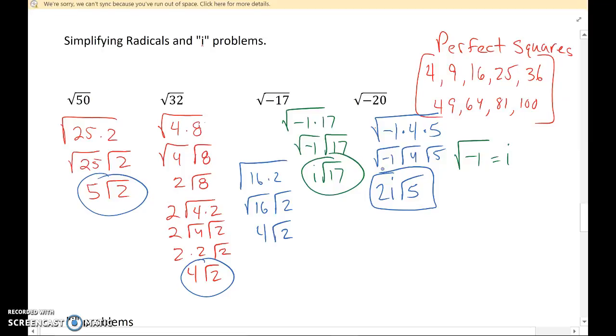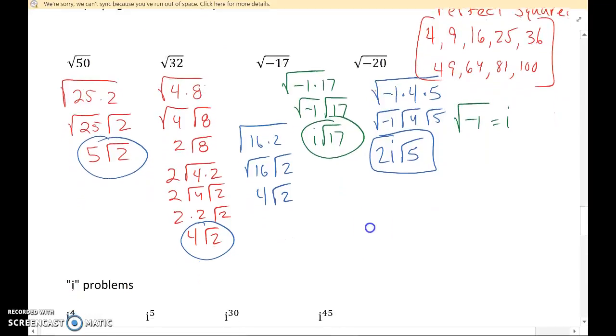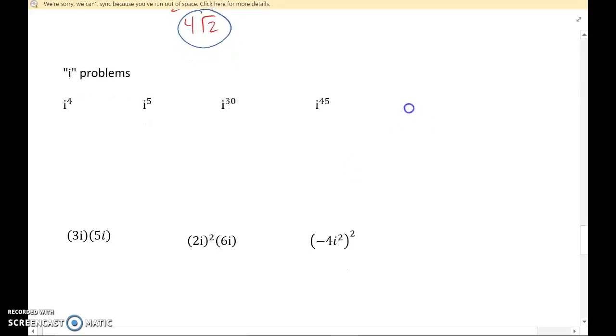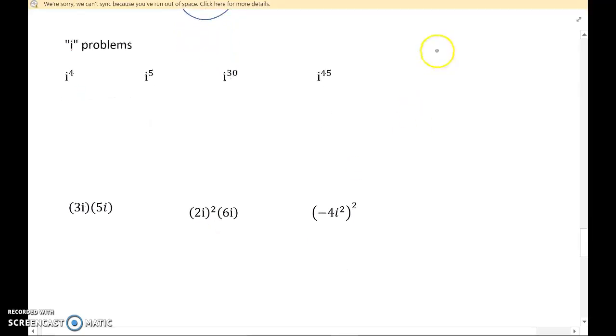i radical 5. Now I also want to look at some problems with i. And so with imaginary numbers, the important thing for us to remember is that the square root of -1 equals i. But what is also true is if you squared both of these to get rid of the radical, you get -1 equals i squared. And so that's very important as we look at these problems here.